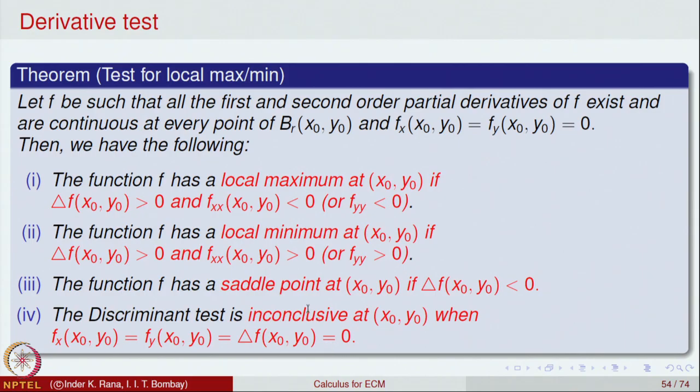So, for a sufficient condition for local maxima or local minima, first the discriminant should be positive, and if the second order derivative f_xx is less than 0, then it is a local maximum. If it is bigger than 0, it is a local minimum.